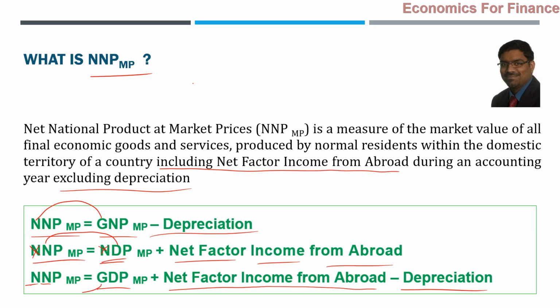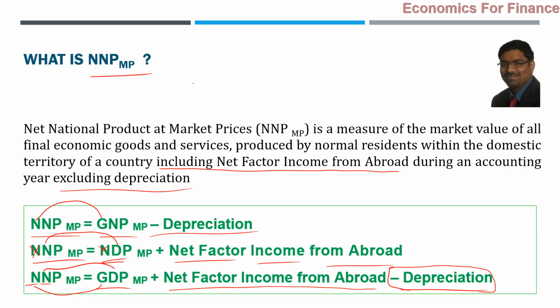But in the third case, G has to be changed to N, and this D has to be also changed to N. How to change G to N? Gross to net, deduct depreciation. I'll do it first, sir, no problem. Plus or minus, how does it matter? Whichever one can be done first. Ultimately, the final answer should be correct.